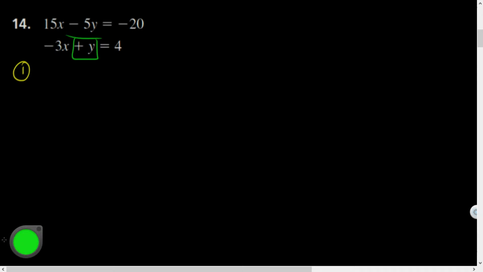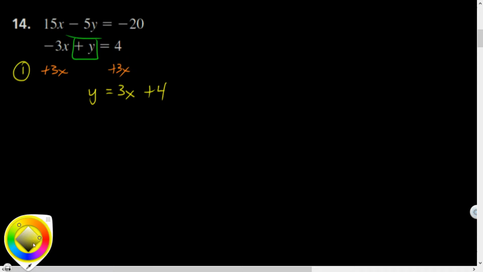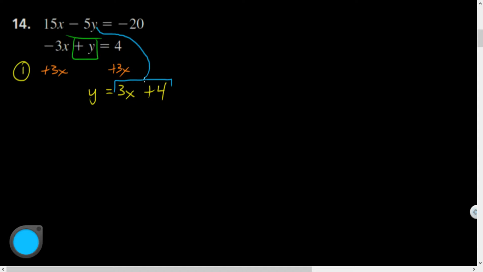Let's see. So I'm going to solve that equation for that variable. So I would add 3x to both sides. y equals 3x plus 4. If those things are equal, then I can interchange them anytime I want. So I have to plug this into the other equation for y. We're going to have the same result if we did do elimination here.